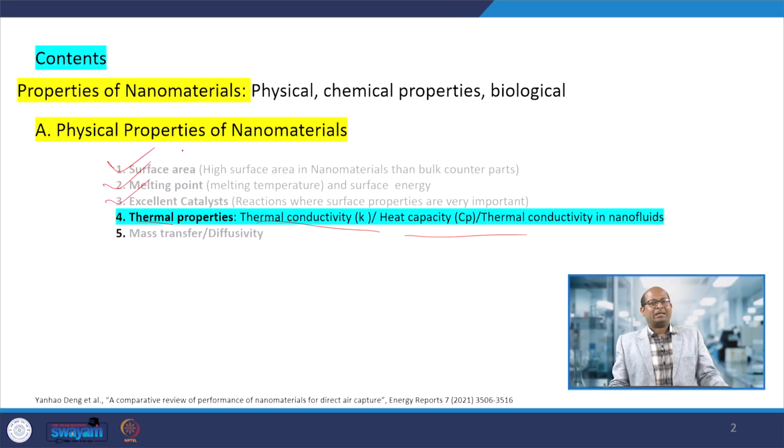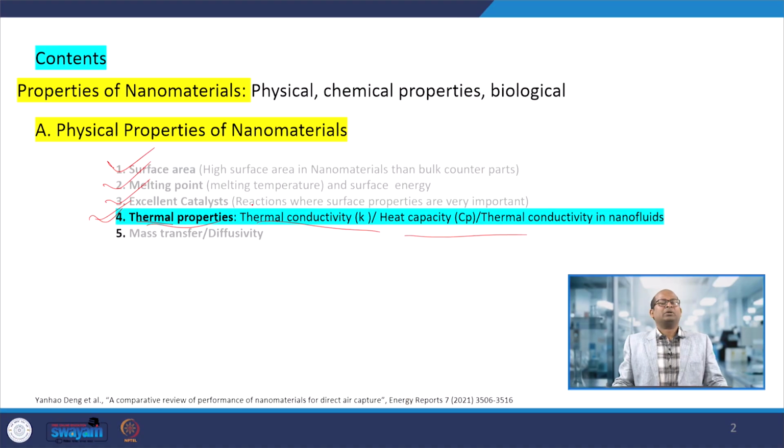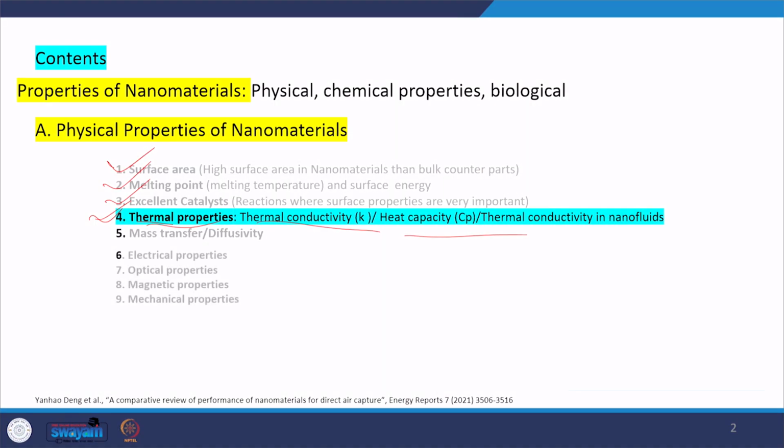In our previous class we discussed the surface area, melting point and catalytic property, and how they change when we convert a bulk crystalline material into a nanocrystalline material. Today we will discuss the thermal conductivity, or heat transfer property, of those materials. So the thermal property here means thermal conductivity.